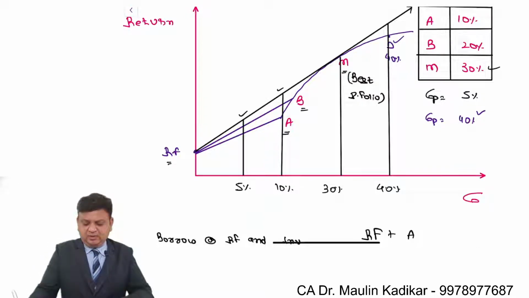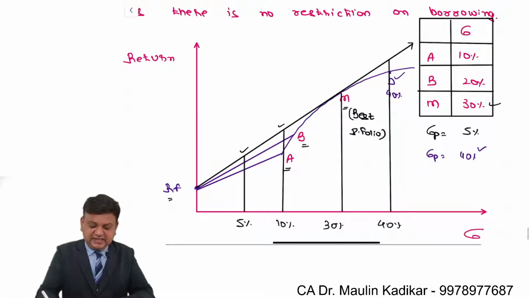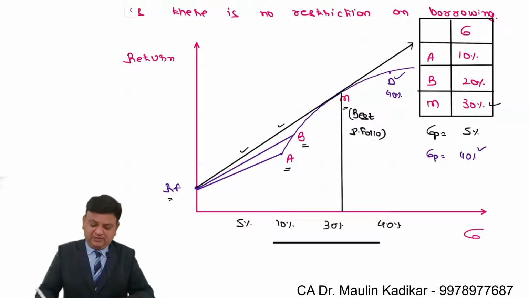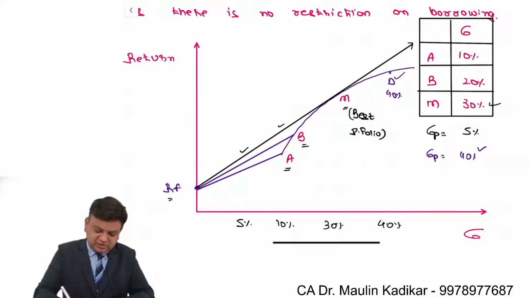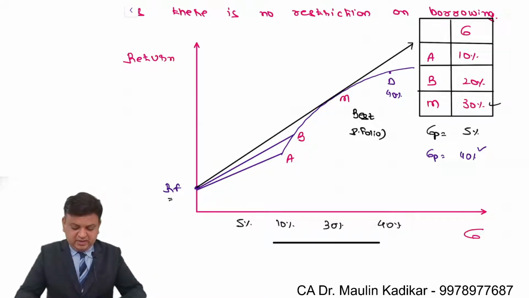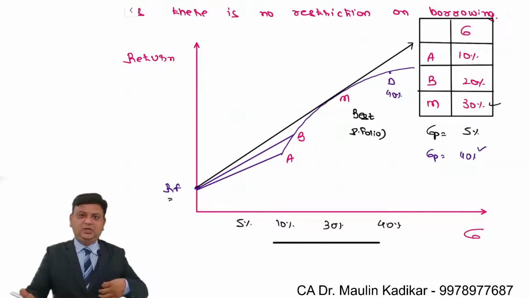Dear students, over here we can understand that if the investor has a risk bearing capacity of exactly 30%, then we would advise him to make investment only in the M portfolio, exceptionally. And if the investor does not have any risk bearing capacity at all, then we would advise him to make investment only in the RF security, that is an exceptional one. Otherwise, the investor would always be advised to make investment in a combination of RF and M portfolio.